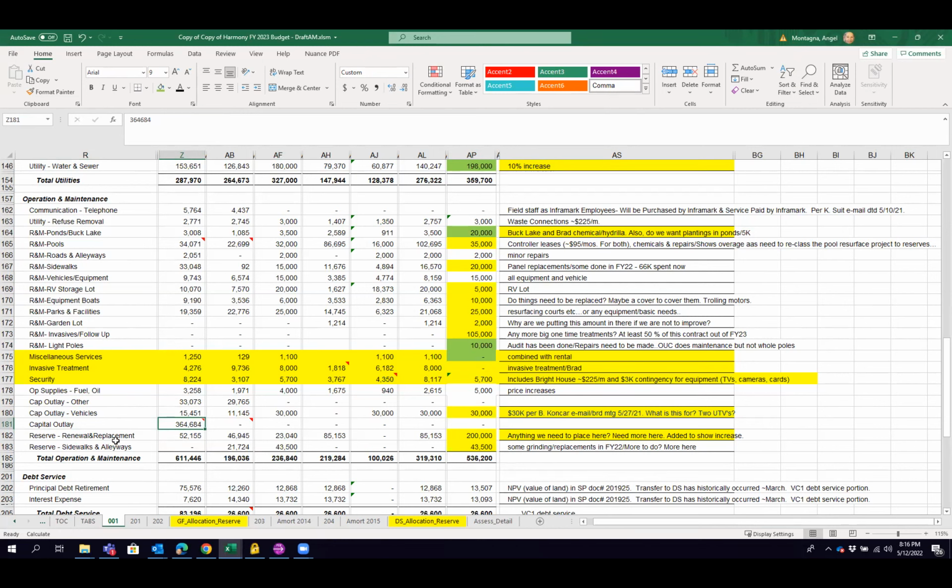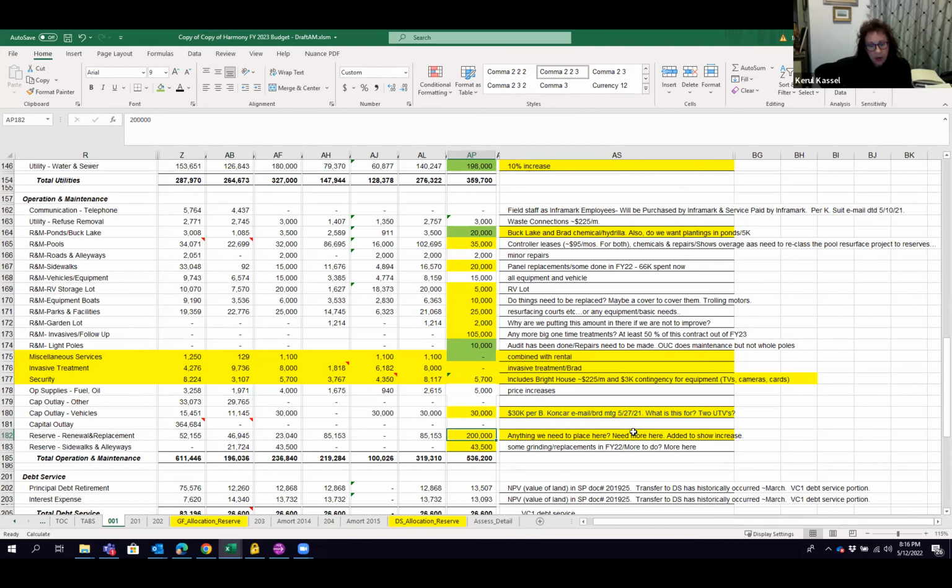Reserve, again, we went through this a little bit earlier. So here, why I changed it was if you need to do anything, if there are large projects that you have coming that you want to allocate anything to, that's where we would put it. I can drop it back down to the 23,040. But if you're going to put something in here, I feel that it needs to be for something you're going to do.